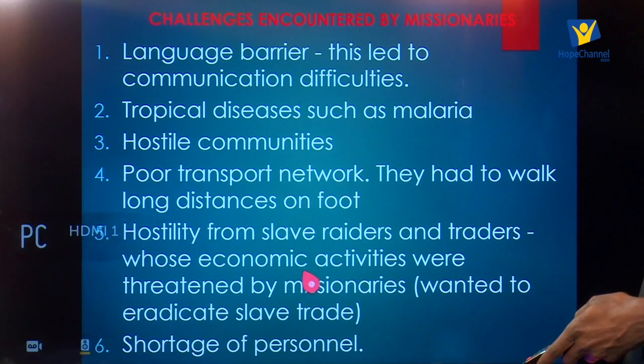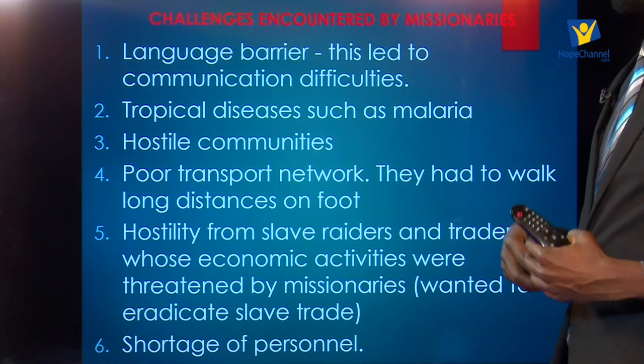And therefore, that becomes another challenge which the Christian missionaries largely experienced in their quest to spread Christianity in Africa. And of course, you realize that most of the people involved in this trade were the Arab traders and the Swahili traders who were largely gaining out of it. Therefore, it was like cutting short their source of income, and that would not augur well with them. Therefore, they resisted and became hostile to the Christian missionaries.